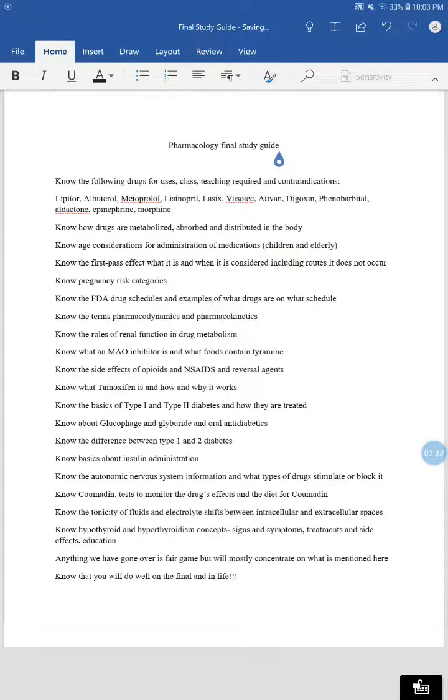Anything we've gone over up until this point is fair game, but most of the concentration will be on, as you can see, probably just under half of this study guide, which has to do with the last lecture that we had. So tamoxifen, type 1 and type 2 diabetes, oral anti-diabetics, as well as insulins and their administration, tonicity, hypo and hyperthyroidism, all of those concepts will definitely be the bulk of your final.